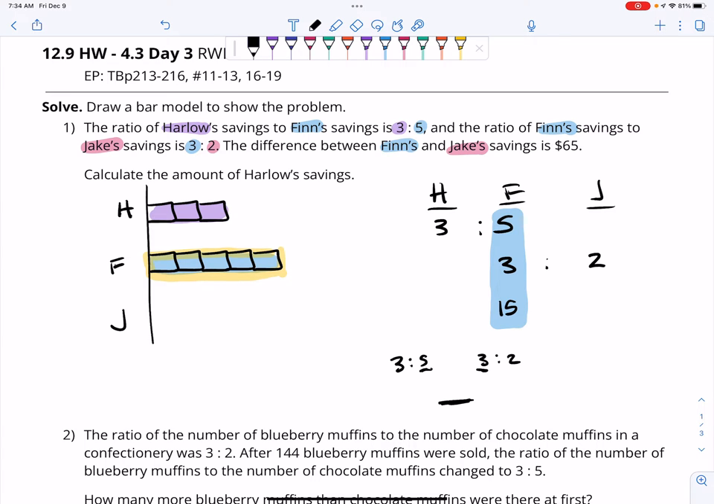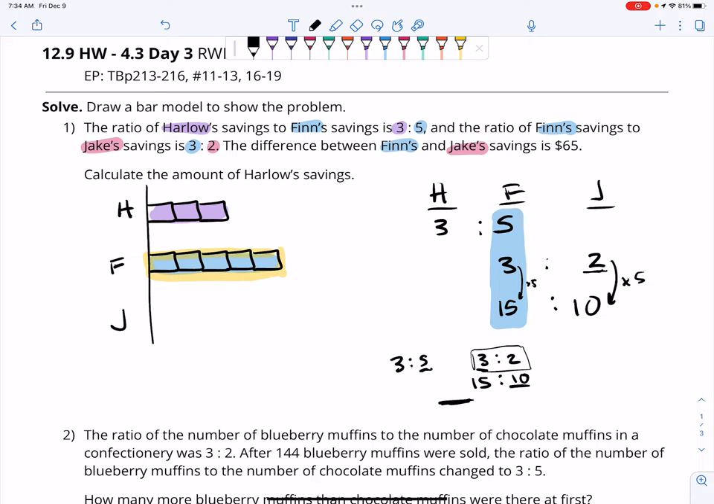So now I need to think about this 3 to 2 ratio and try to find out what is my missing term. If I know this 3 becomes a 15, that's times 5. So in order for this 2 to be proportional and have this ratio be equivalent, I would also need to multiply that by 5. So this ratio of Finn to Jake being 3 to 2 is equivalent to a 15 to 10 ratio.